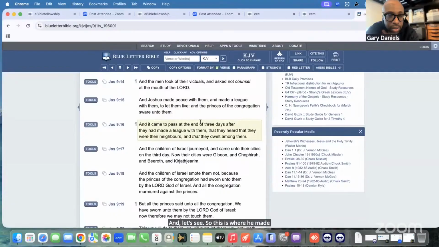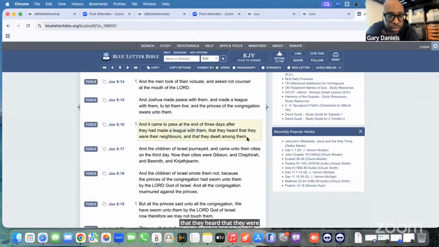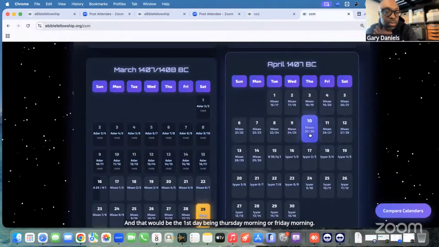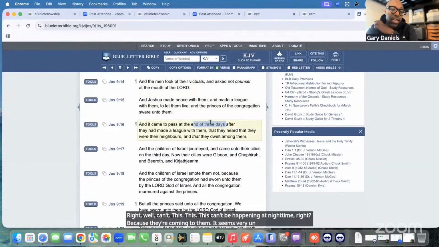Okay, and it came to pass at the end of 3 days, after they had made a league unto them, that they heard that they were neighbors and that they dwelt among them. So remember, when it says at the end of 3 days, you count the first day, right? And that would be the first day being Thursday morning or Friday morning. Well, this can't be happening at nighttime, right? Because they're coming to them. It seems very unlikely, right? It has to be the daytime.